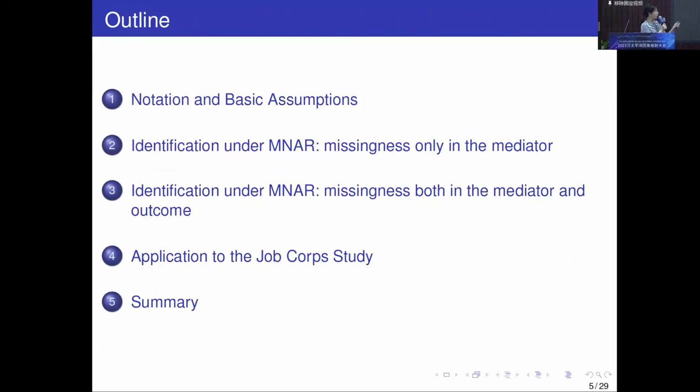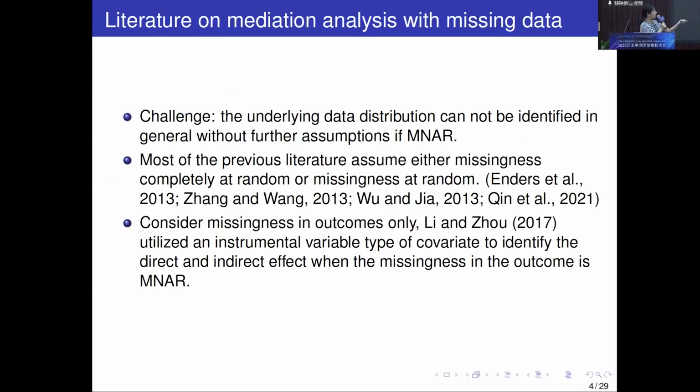And most of the previous literature assumes either missing completely at random by using complete case analysis or missing at random. And if you only have missing data in the outcome, Li and Zhou, Professor Xiaohua Zhou's work, they propose to utilize an instrumental variable type of covariate to identify the direct and indirect effects when the missingness in the outcome is missing not at random. And there, if you have a covariate that predicts the outcome, but conditional on the outcome does not predict the missingness of the outcome, and if you also do not have missingness in the mediator, then this is the approach to go.